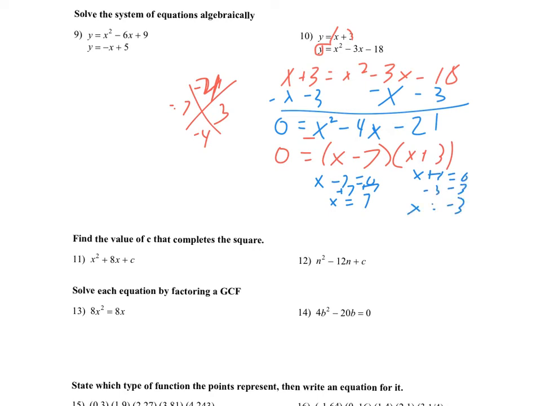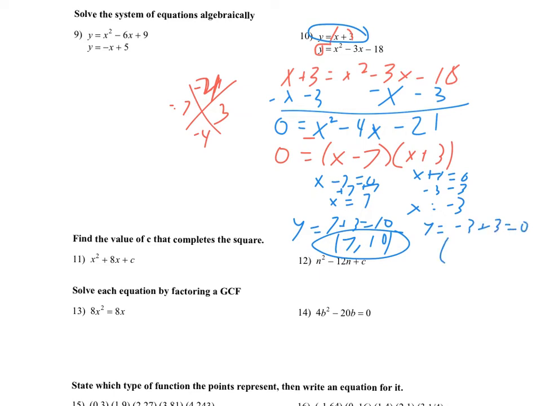Now on these problems where we have two equations, we have to plug those back in to find y. So I'm going to go ahead and plug those in. This equation looks easier up here. So I'm going to say y equals 7 plus 3, so that's 10. So that means that point is 7 comma 10, because when I plugged in a 7, I got out a 10. And then the next one, y equals negative 3 plus 3, and that comes out to 0. So I plug in a negative 3 and I get out a 0.